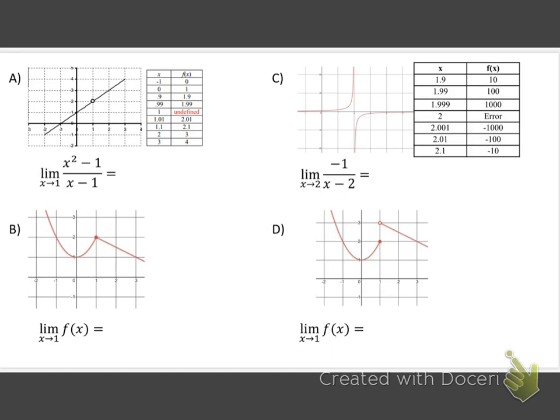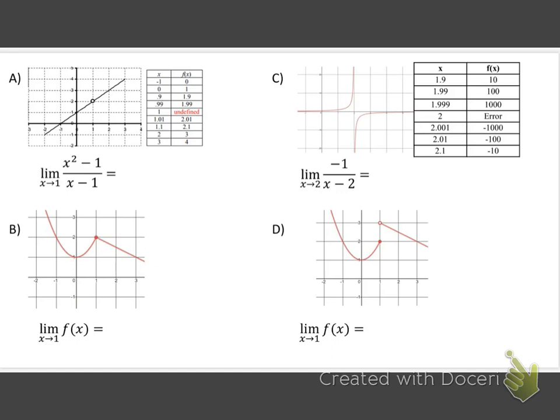On this slide, we have a few examples, and we will work through them together. Example A, we have a graph, a function, an expression, I should say, and its table. And the question below is asking, what is the limit as x goes to 1 of this rational function?